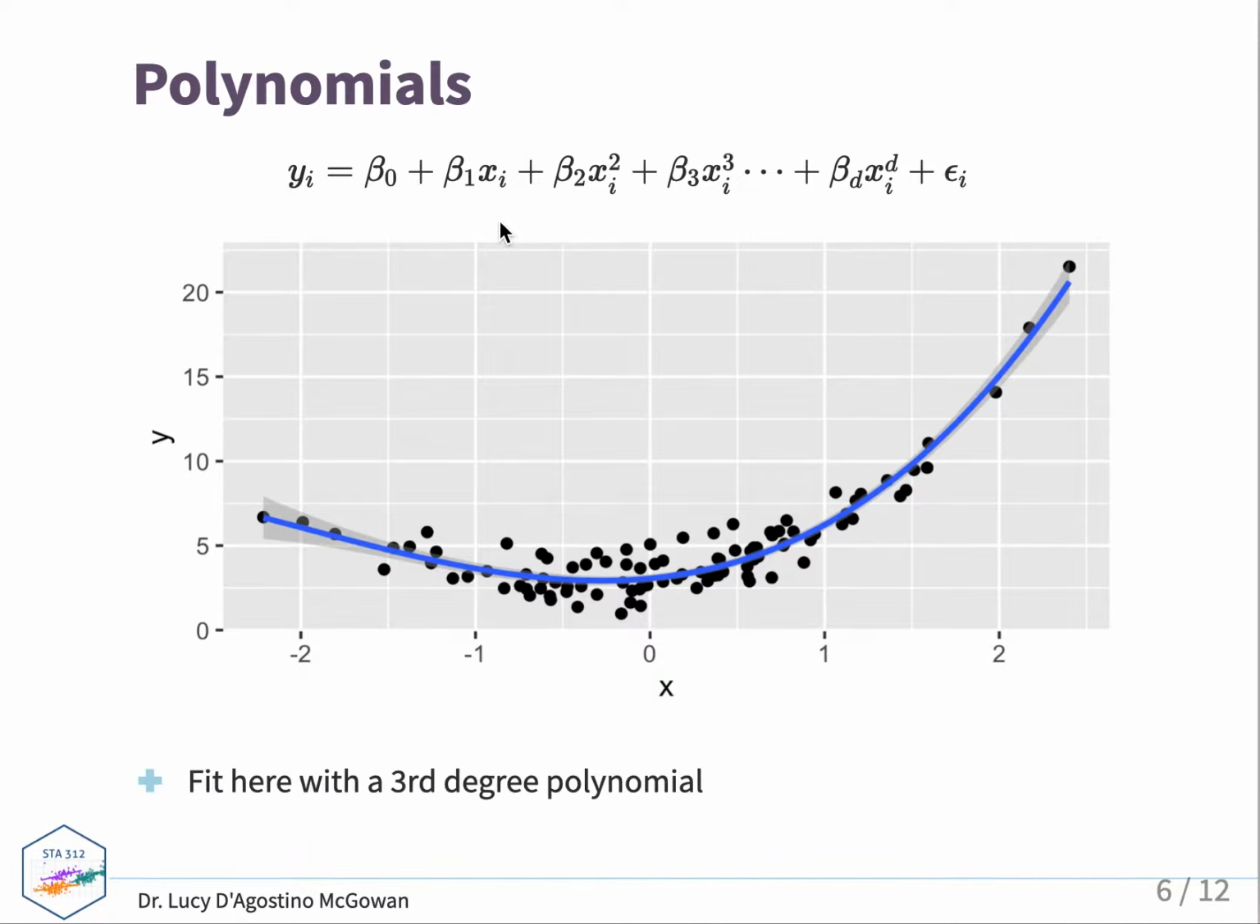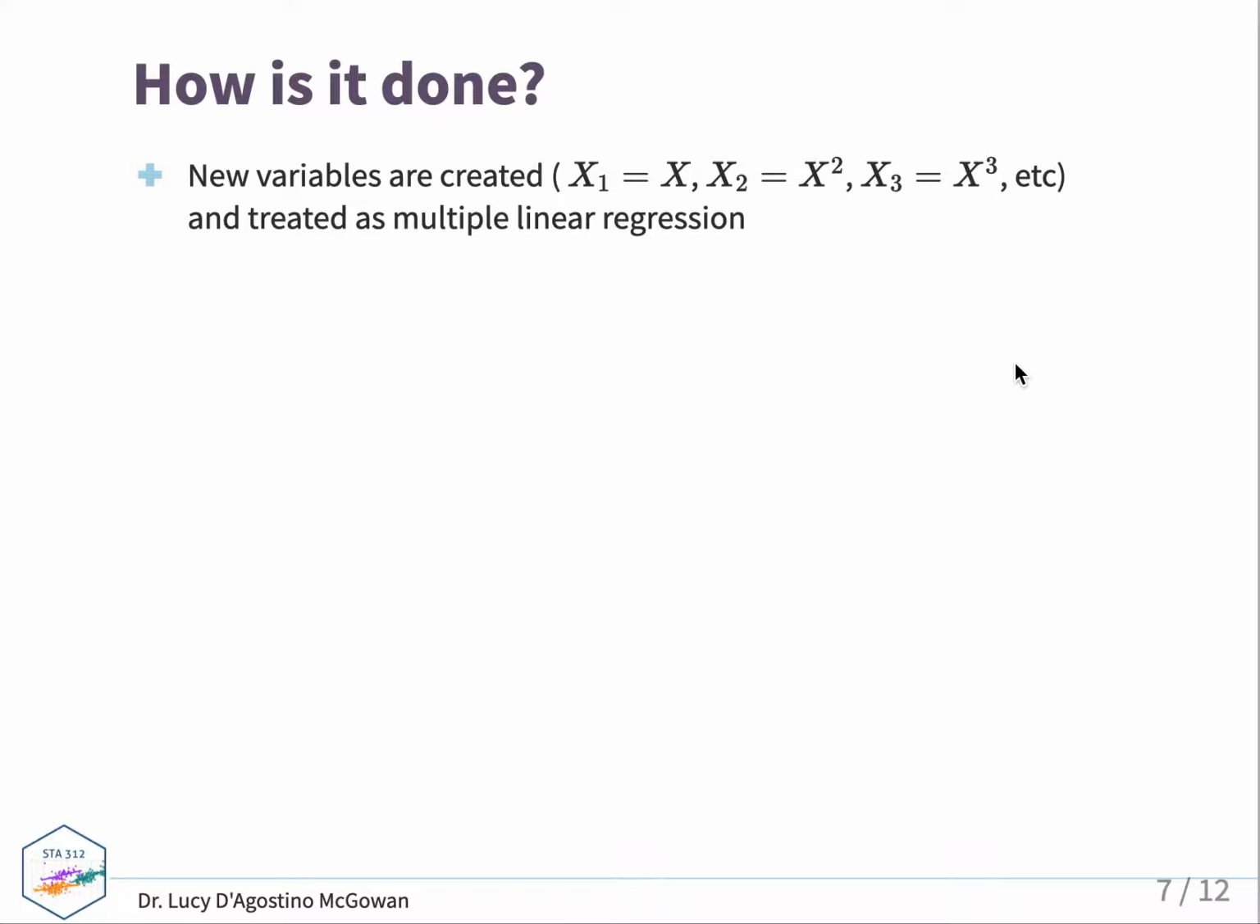This is an example here where I'm fitting a third degree polynomial. That's what fits this data the best. I know that because I generated the data beneath this, and so I know this is fit with a third degree polynomial. But let's talk about specifically how it's done.